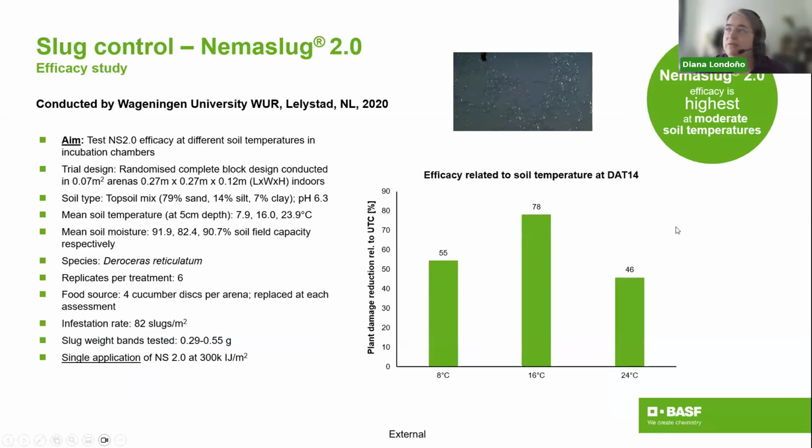I want to show one of the important studies because we were talking about temperature. When you're doing an integrated pest management program, you have to think about what is the right temperature to use. Here we found that 16 Celsius, or moderate temperatures, are very good for the nematodes, while higher temperatures are not good to control the slugs, for example, in this study.